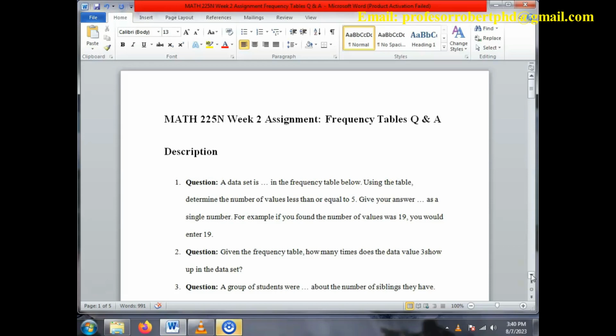Math 225 Week 2 assignment. Frequency tables Q&A. 1. Question. The data set is in the frequency table below. Using the table, determine the number of values less than or equal to 5. Give your answer as a single number. For example, if you found the number of values was 19, you would enter 19.